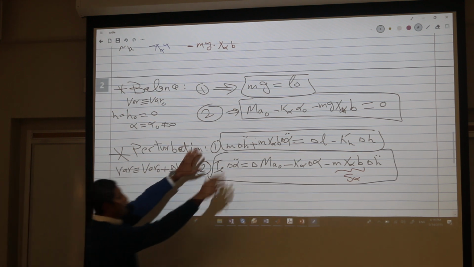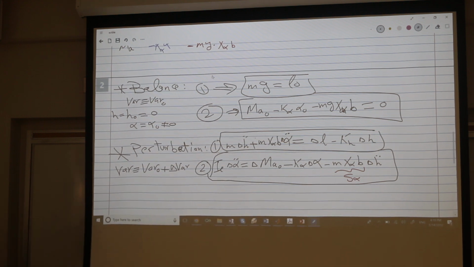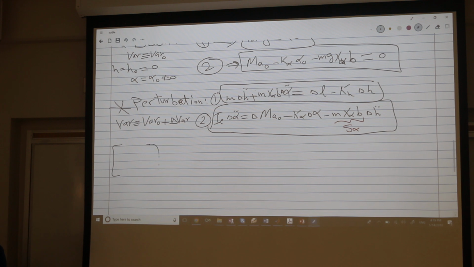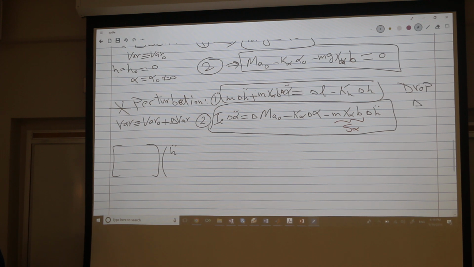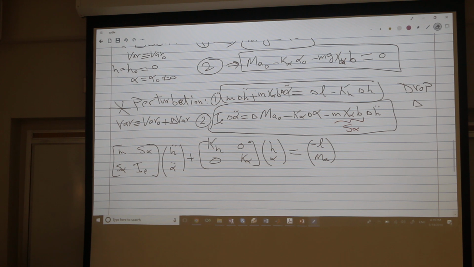Now I have this system of equations. Let's write it in a more compact form, in matrix form as usual. So here is something times h double dot. Everything is in terms of delta now, so I'll drop the deltas, okay? Plus something in h and alpha equals something. This is m and S alpha. This is S alpha on the I elastic axis. In h and alpha we have here kh and K alpha, zeros. Here we have negative lift and pitching moment. This is delta n.